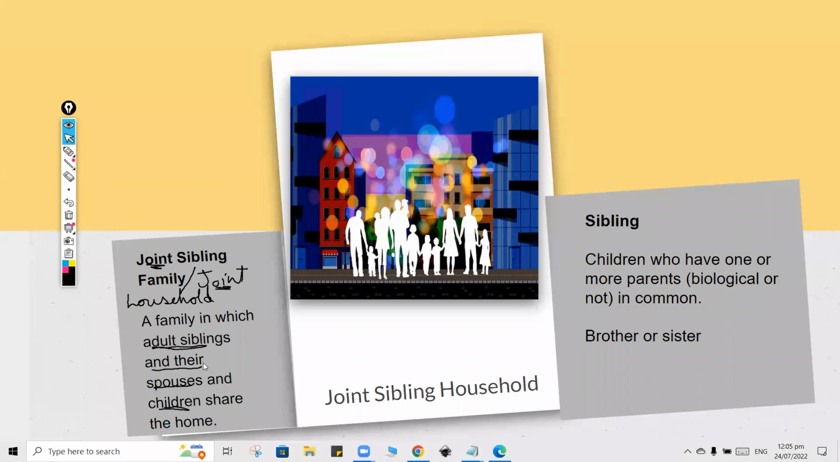So for this one, we're looking at married siblings and their spouses and their children. So it's like the parents left the house to the brother and the sister, or all the sisters, or all the brothers, or whatever. And rather than build another house, because the house is so big, they just move in everybody. The sibling household, I think, is different, right? So for this type of family, you have to have joint in the description. So you could say joint sibling family or joint household.